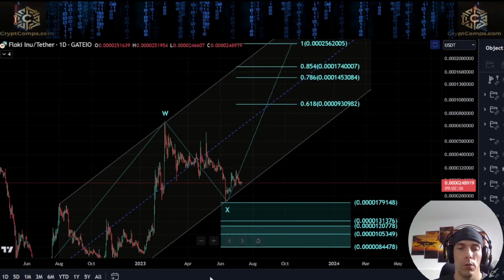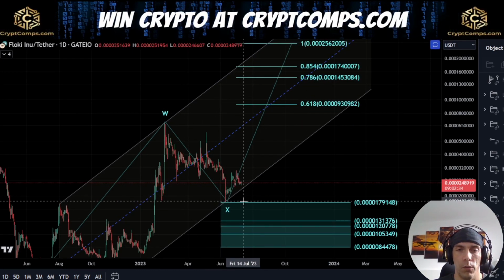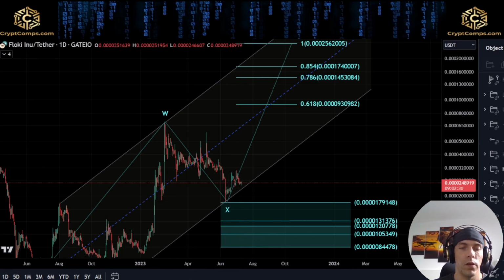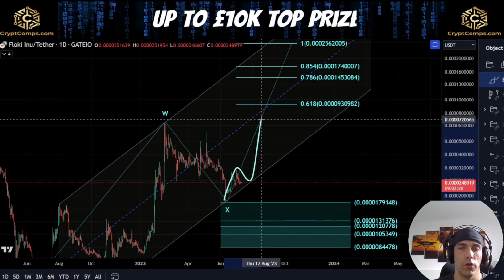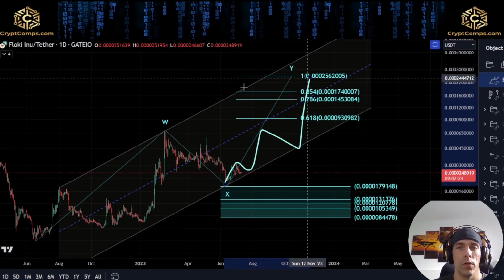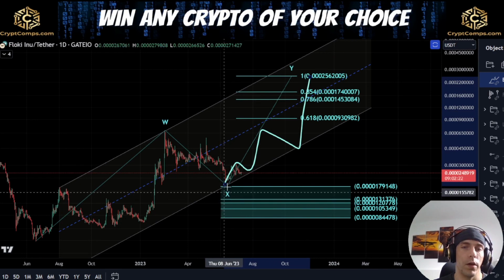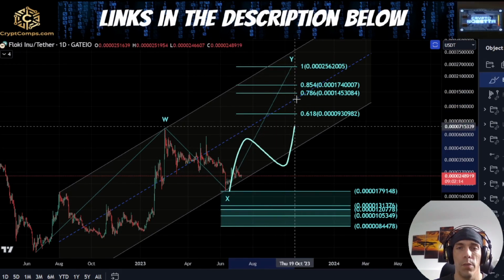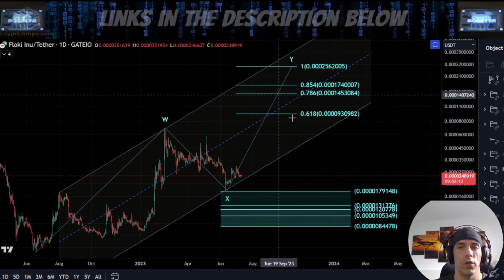If, however, we do look to maintain this low here, which we have at this 183,480, what we could see is price could start to form structure to the upside here, looking for another 3-wave move to the upside, looking for this move as a bigger Y wave. So we'd want to see an A, B, and a C to the upside here, looking to complete this.